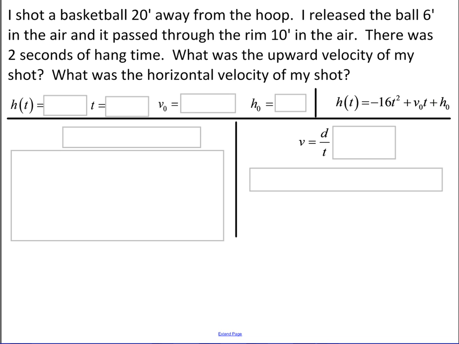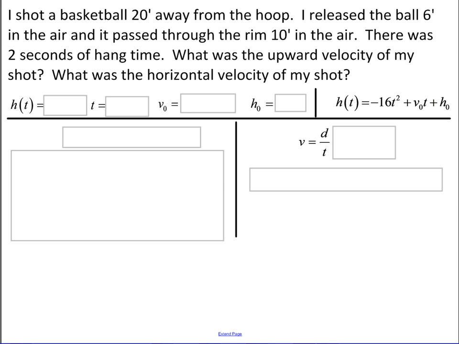What was the upward velocity of my shot? And what was the horizontal velocity of my shot? You'll understand why I'm breaking this up into 2 questions in a little bit. But for now, just know that when you're trying to figure out how fast something started out moving, you can't just very easily say, oh, well, how hard did I shoot it and in what direction? It's easier to break it up into how much in the vertical component and how much in the horizontal component.